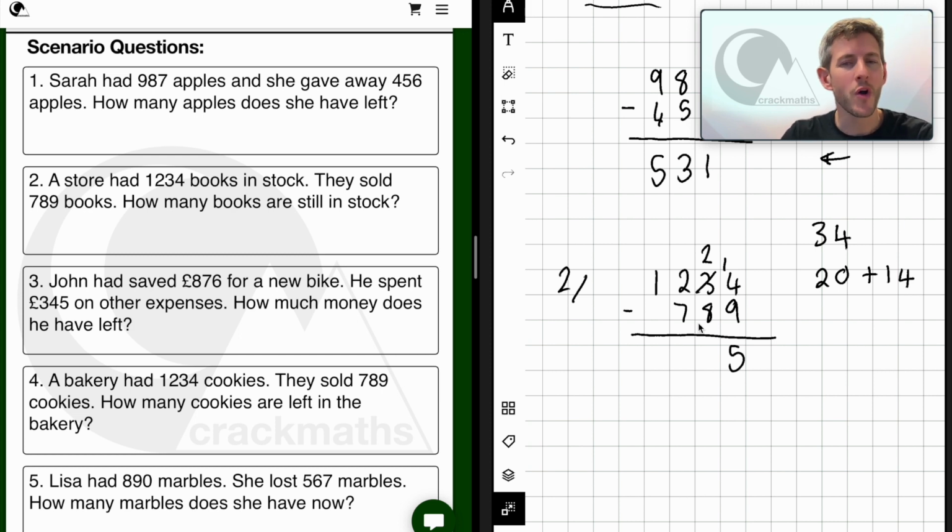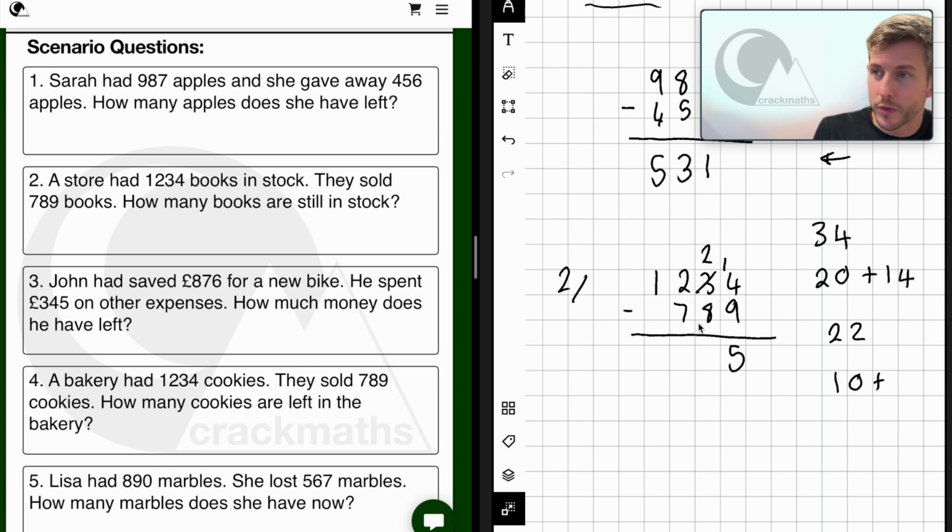Now we can move on to the tens. In this tens column, we have 2 take away 8. Remember, 2 take away 8 can't be done because 8 is larger than 2, but we can look at these two numbers as a 22. If we have 22, we can think about 22 as 10 plus 12. So I can turn this into a 12 and I can turn this into a 10. When I say I turn that into a 10, that's because it's just a 1, but because of the position it's in, it's actually a 10. Well, actually it's 100. So 12 take away 8 is 4.